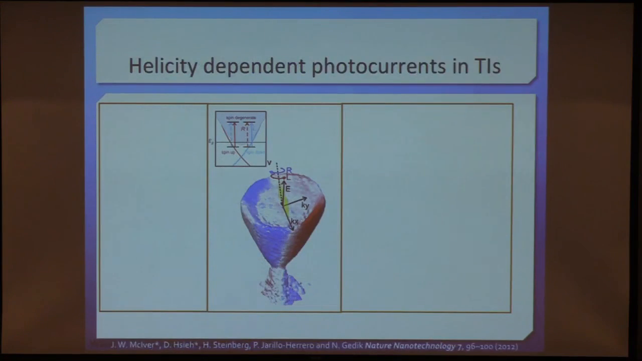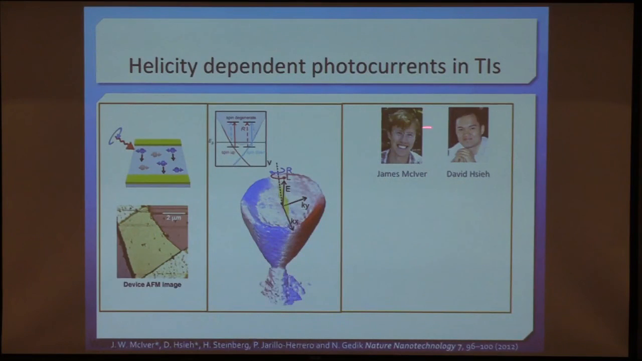All right, so this was nice. After we saw that we can shine circularly polarized light and depopulate this right side of the Dirac cone as opposed to the left side, it occurred to us that this should lead to something quite important. If you depopulate this side more than that side, you should see a current, because now you have a net population on this side. In fact, this effect was predicted: you should have some photocurrent in a TI.